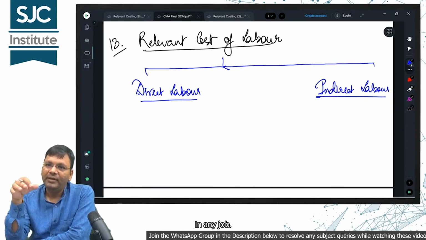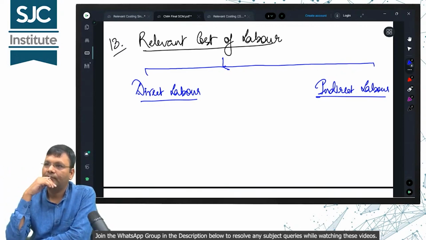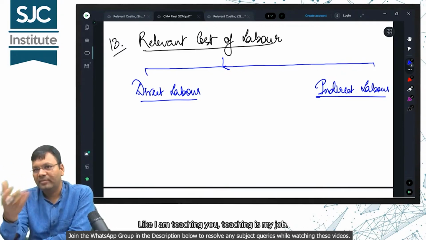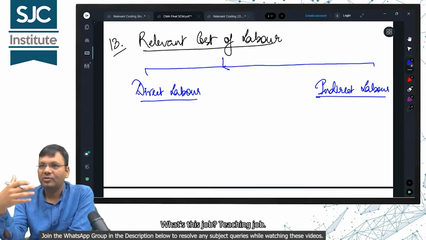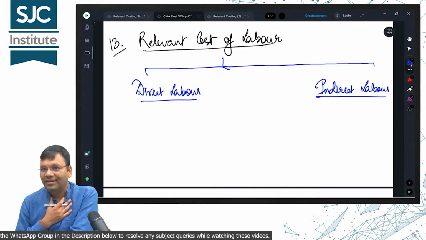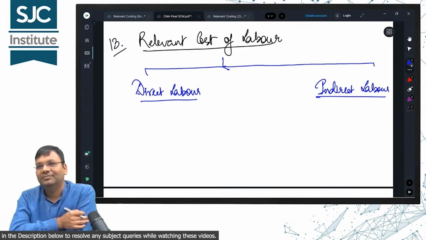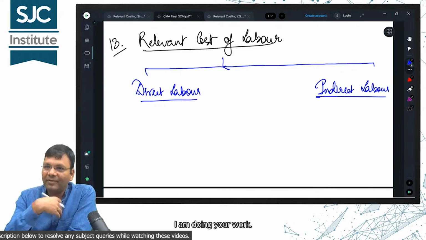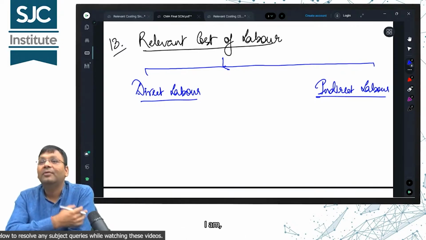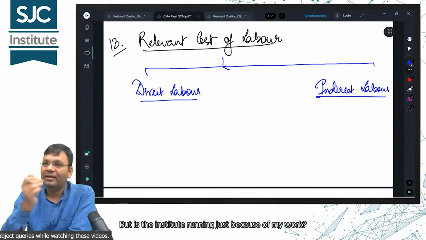in any job. So students, the person who directly works on it is called a direct worker. Like I am teaching you, teaching is my job. What job is this? Teaching job. So who is directly working on this? Me. You are studying directly from me. I am direct labor. Understood? I am doing your work. But is the institute running just because of my work?